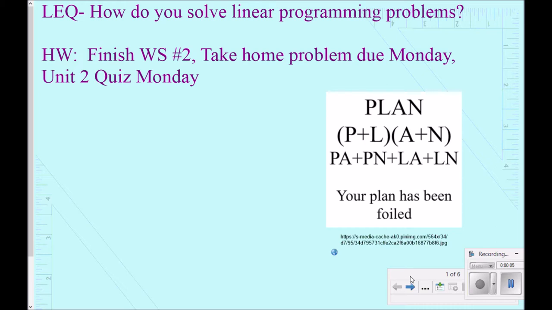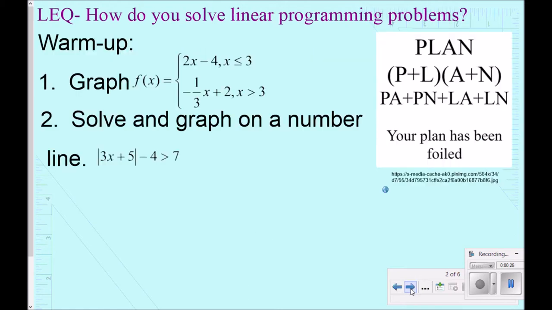Okay, this lesson is from the 5th day of Unit 2. So we have a warm-up here to work on, but also there's a take-home problem due the next class and a quiz on Monday as well. So let's take a look at the warm-up here. Here's your warm-up. Go ahead and pause the video, try the warm-up, and then play to check your answers.